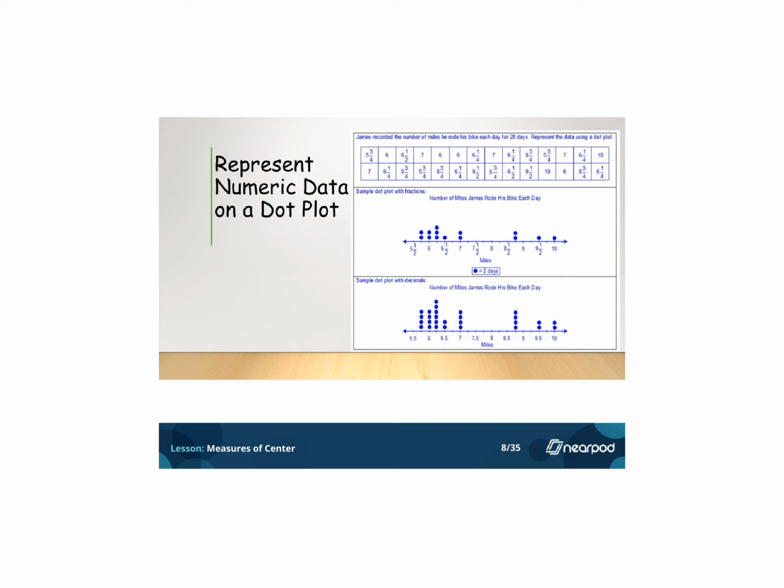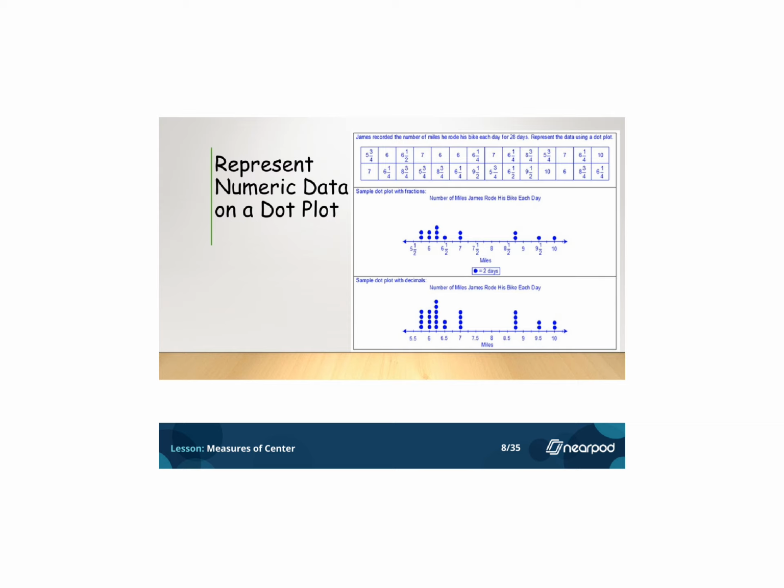So we're going to represent numeric data on a dot plot. So this is an example of what we are talking about. If you notice, I have the example right here. It says James recorded the number of miles he rode his bike each day for 28 days. Represent the data using a dot plot. So again, there's two examples. This top one is with fractions. This bottom one down here is with decimals. I'll explain both of them, but we're first going to explain this top one right here.